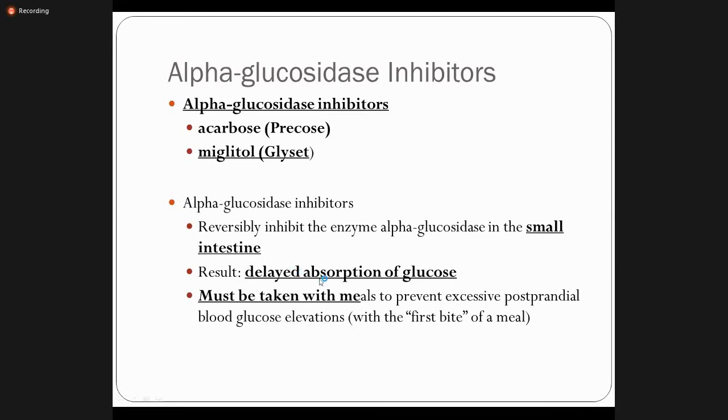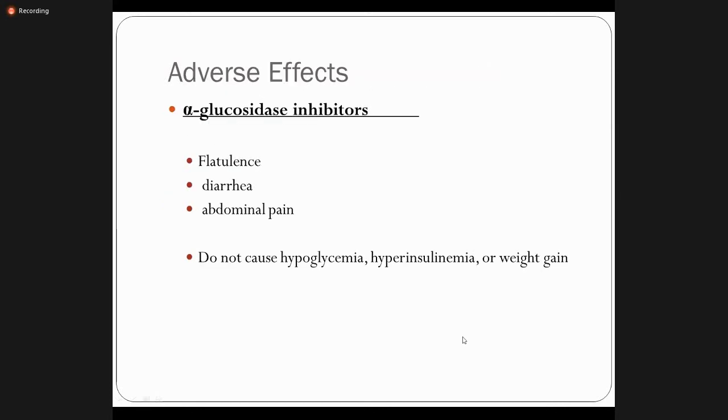So what will happen? Delayed absorption of glucose, right? So it must be taken with meals to prevent excessive postprandial blood glucose elevation, with the first bite of a meal. Adverse effects are very much important, because when the carbohydrate molecule remains in the GIT, intestinal flora or bacteria can metabolize that carbohydrate and increase chances of production of gases. So that is why flatulence is one of the important side effects. Diarrhea, abdominal pain, but it doesn't cause hypoglycemia, right?